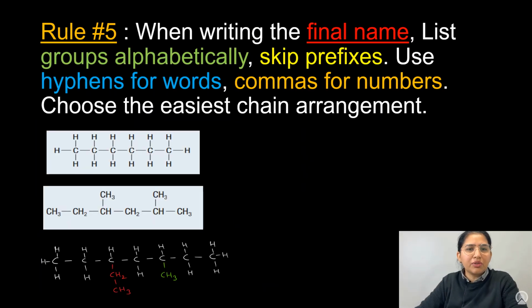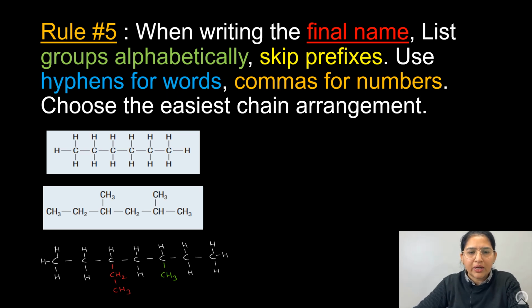Now let's go to rule number 5. This rule suggests that when we write the final name, we have to list the substituted groups alphabetically. We have to skip the prefixes di, tri when alphabetizing. Before that, firstly we have to write the substituted groups that are already present on the chain. And then we have to use hyphens between words and numbers and commas between numbers.